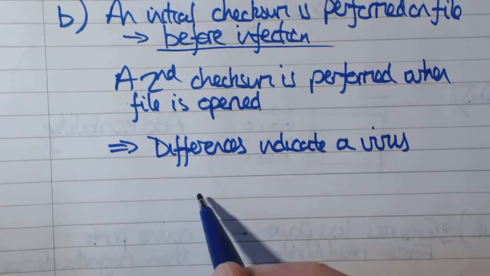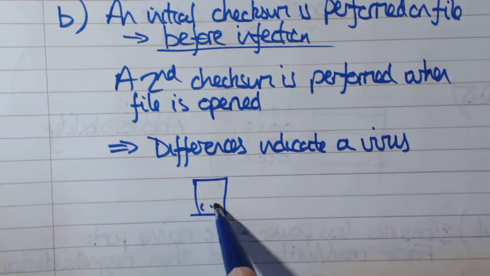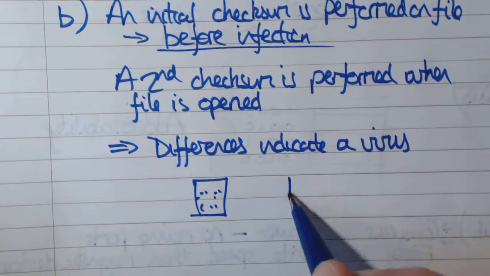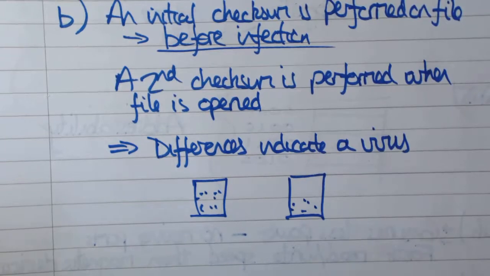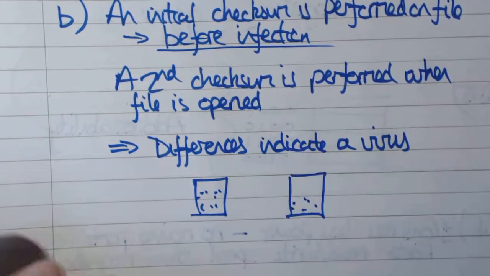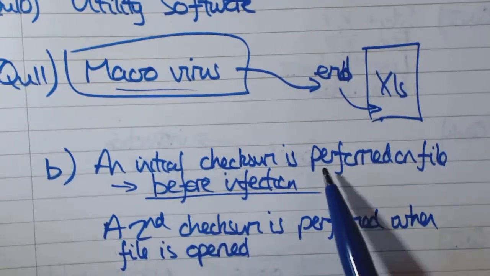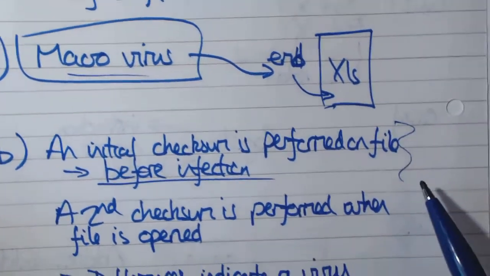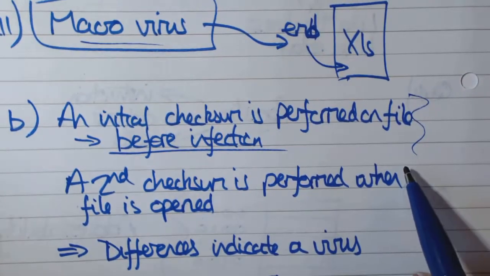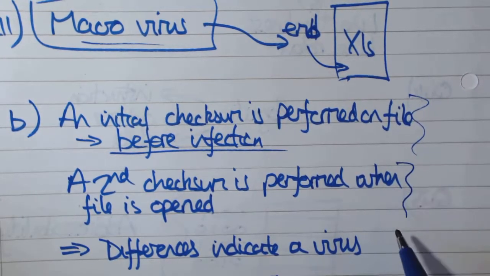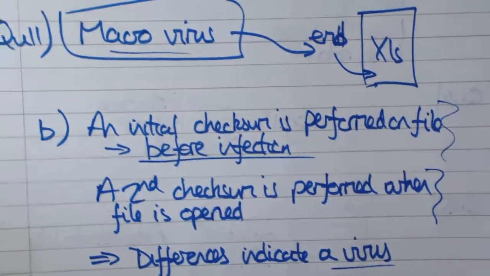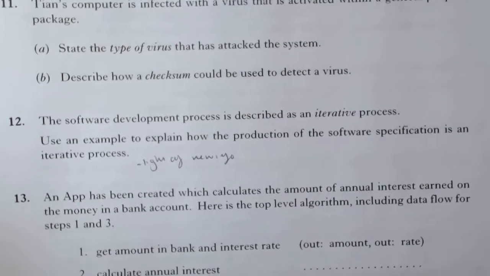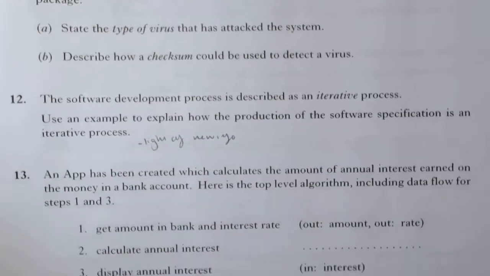So I suppose it's like leaving a jar of sweets in a room. Check it before somebody's gone in, check it after somebody's gone in, and if there's some missing, you know something's gone wrong. Okay, so they look at the file before infection, perform a wee checksum on it. They then look at it after you suspect there's an infection, and if there's a difference, there's a good chance there's a virus. So that's your checksum. Okay. We have then number 12, a very common question.